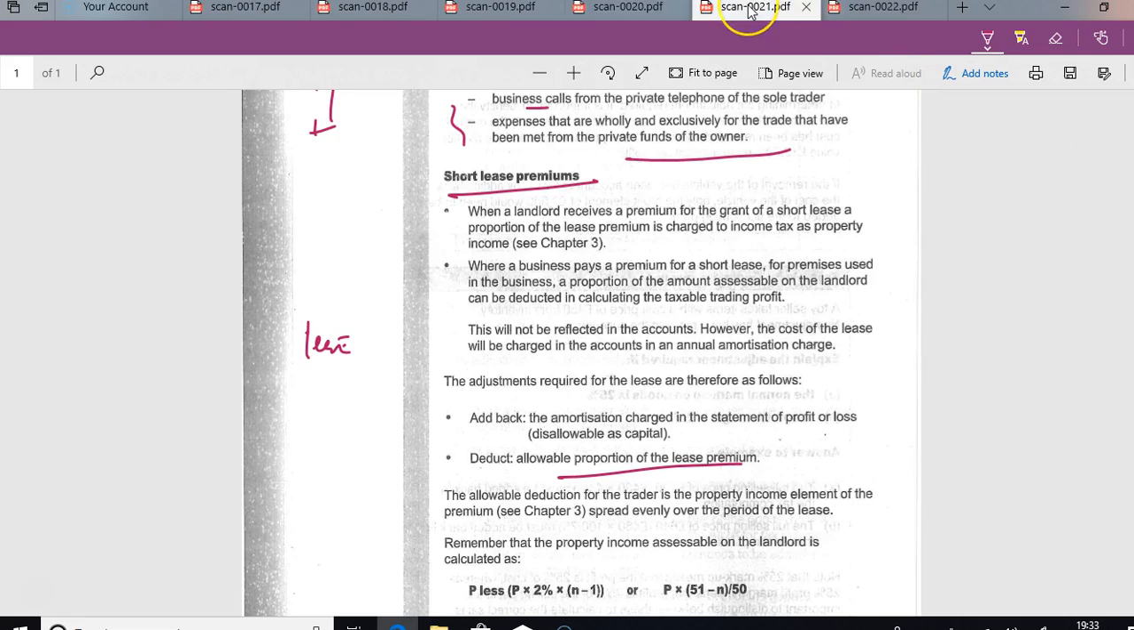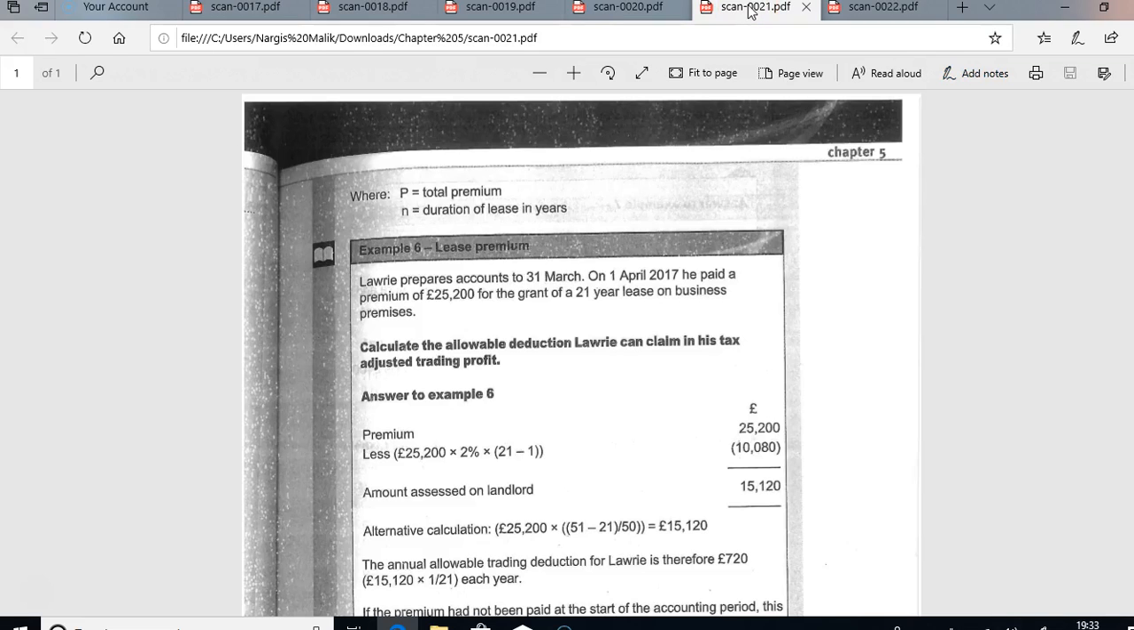Now we're coming from the point of view of a tenant. So here we have the scenario, if you remember how we did this. It says Laurie prepares accounts, and he paid a premium. This is what he paid.